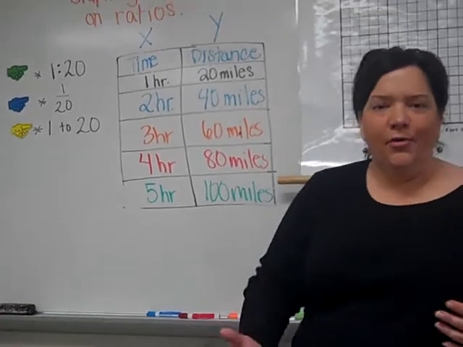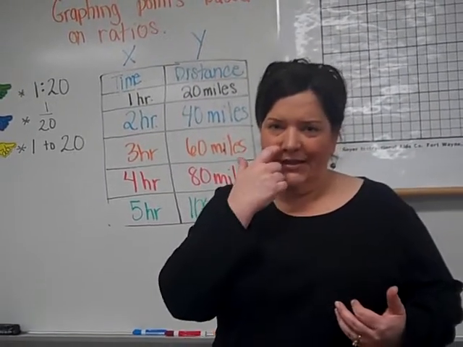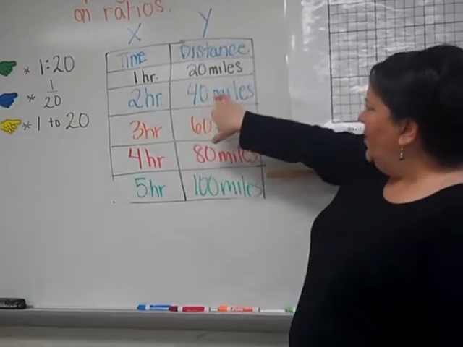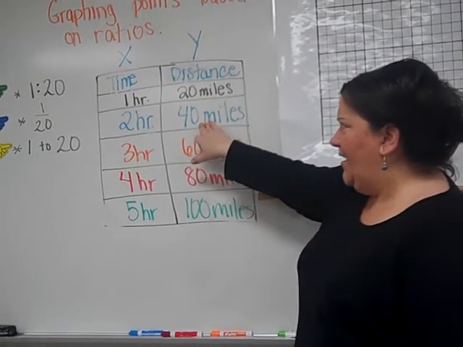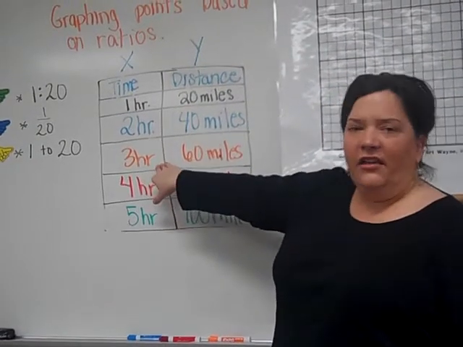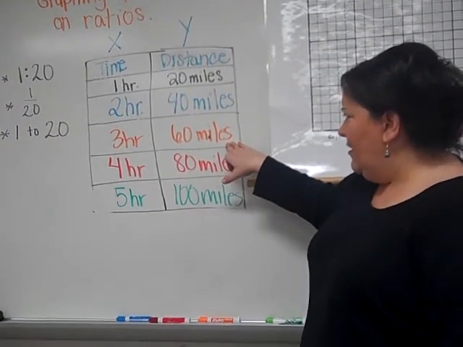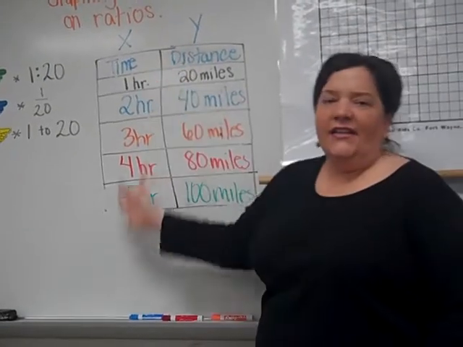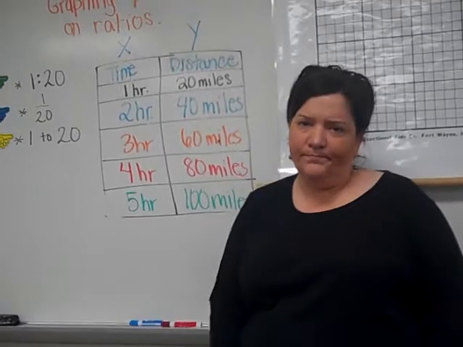We find proportions or equivalent ratios. With 2 hours, the golf cart would travel 40 miles. Riding in the golf cart for 3 hours, the golf cart would travel 60 miles. And we continue with that pattern on our table or chart.